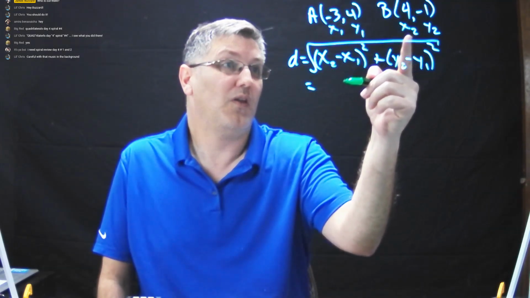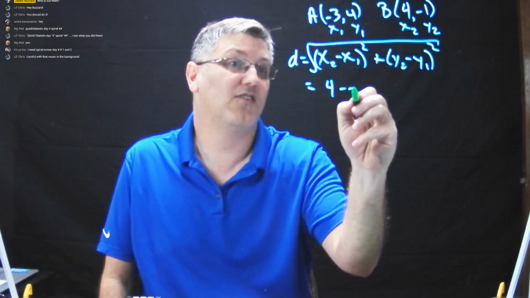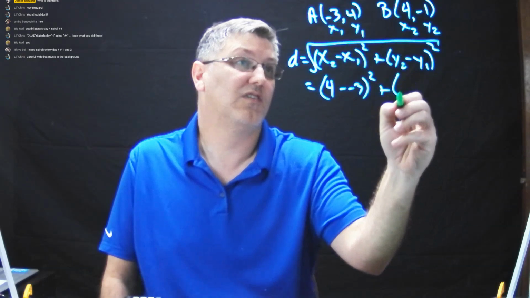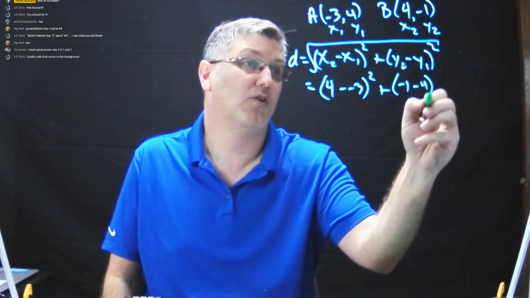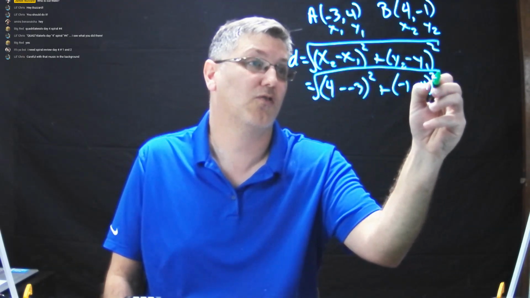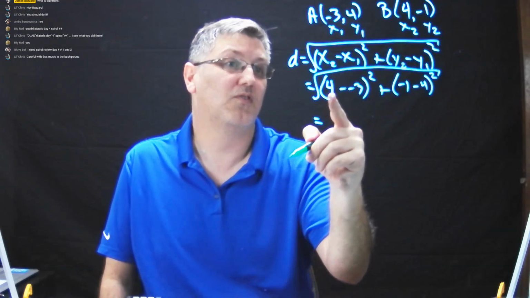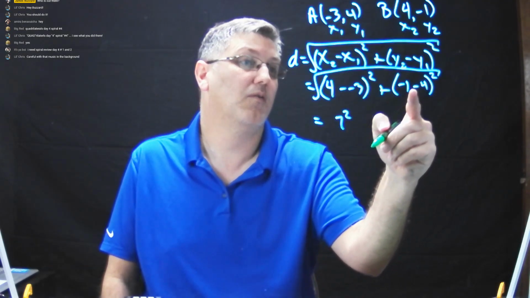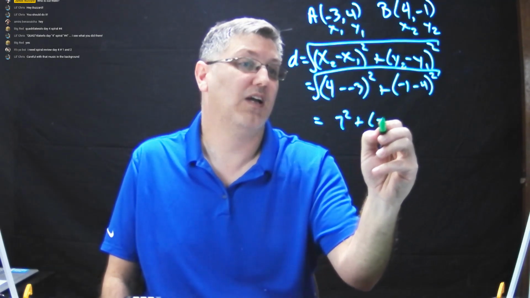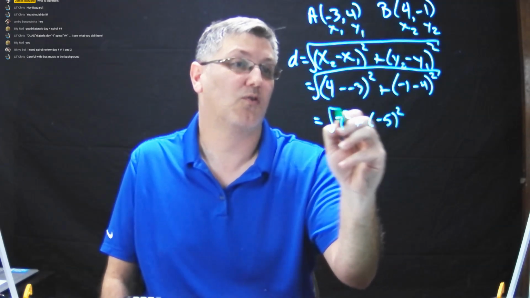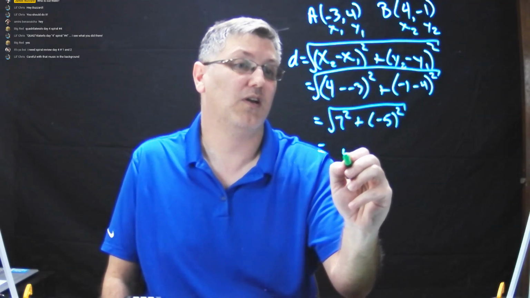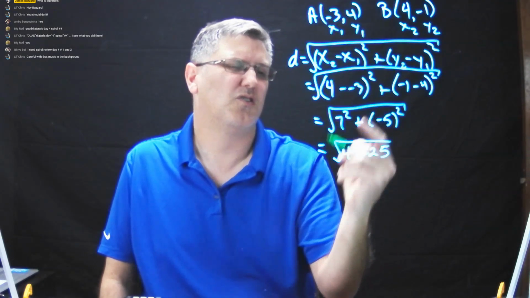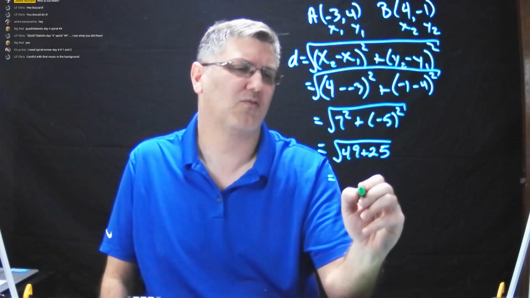So let's do 4 minus a negative 3 squared plus, let's see, this is going to be negative 1 minus 4 squared. Of course, we're taking the square root of this whole thing. Let's just do the arithmetic. 4 minus a negative 3 is 7 squared. Negative 1 minus 4 is going to give me a negative 5 squared. And of course, I still need the square root. This gives me 49 plus 25. Take the square root. Let's see, 49 and 25, that's going to give me a 74.